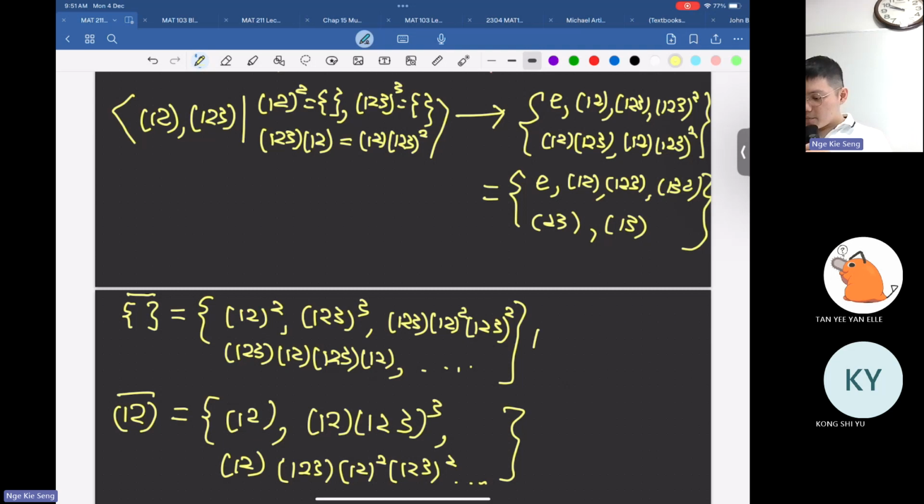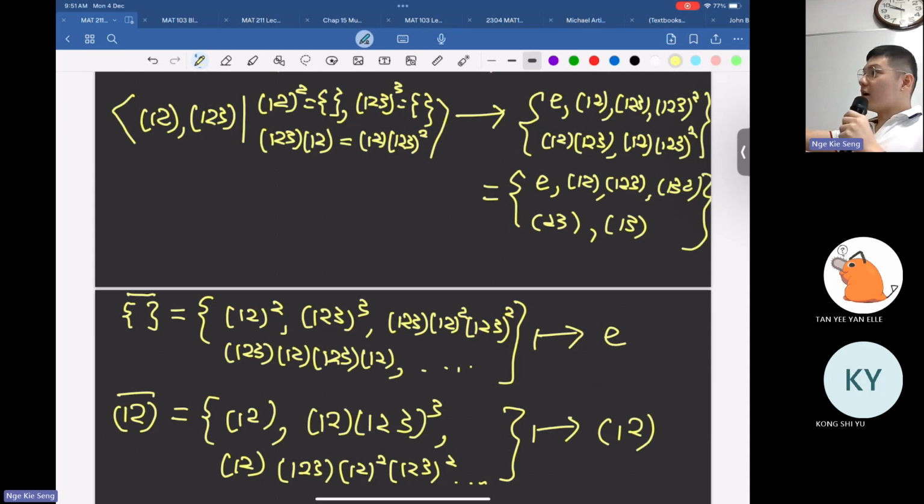And then under the map, where does each generator get sent? The empty word gets sent to the identity. (1 2) bar gets sent to (1 2). Try to evaluate all the products on the right hand side. What do you get if you stay in S3? If you stay in S3, what is (1 2) squared? (1 2) composed with (1 2).